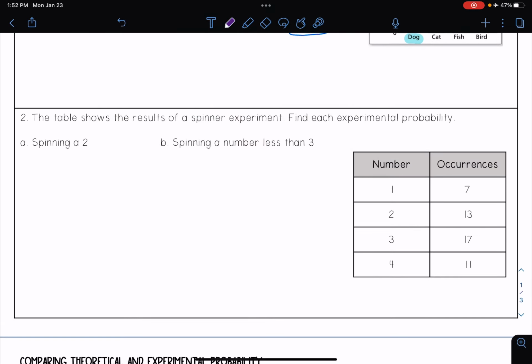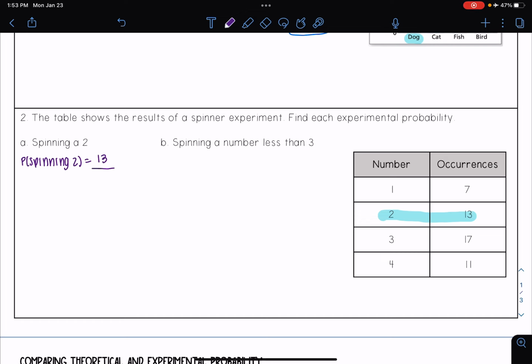Okay, let's look at another one. So here it says the table shows the results of a spinner experiment. Find each experimental probability. First, I want to find the probability of spinning a 2. So I want to look at the number of successes. So I have this table, and it says the number that I spin, 1 through 4, and then the occurrences, so how many times I spin that number. And so I'm looking at spinning a 2, and I see that that happens 13 times. And then I want to divide it by the total number of trials.